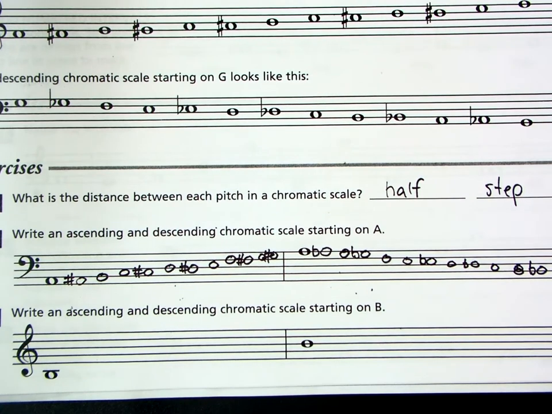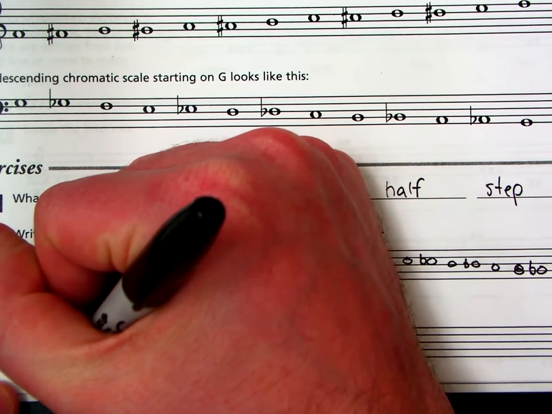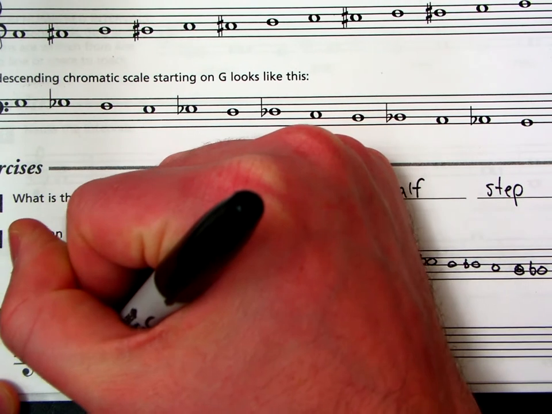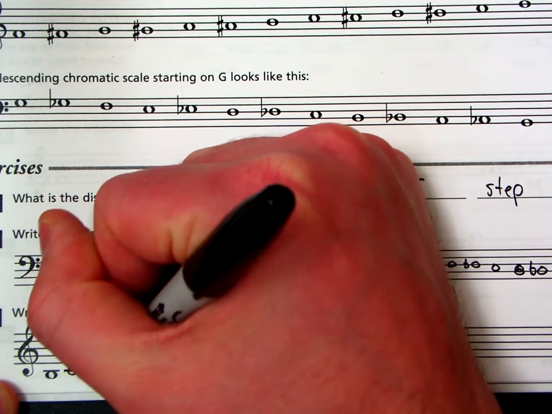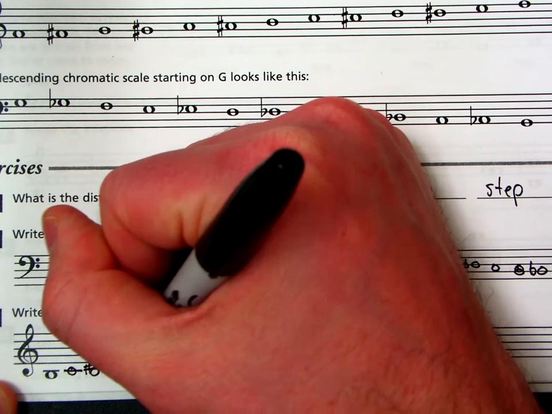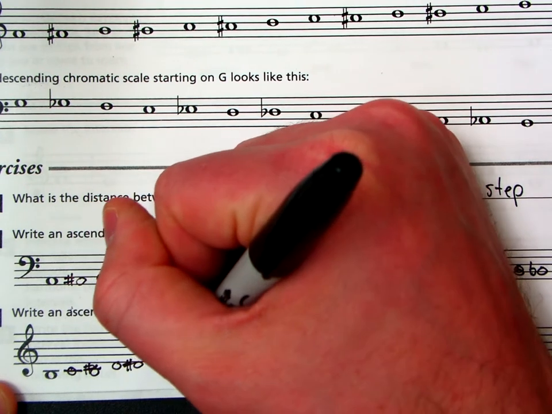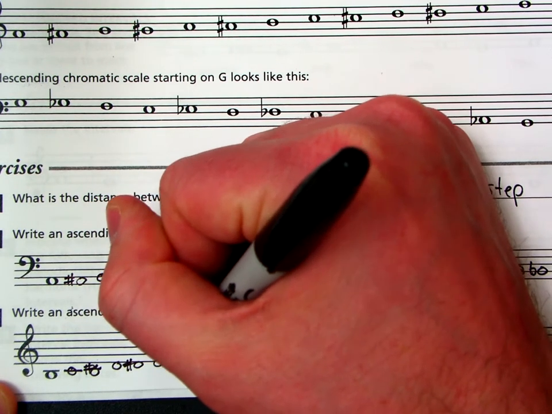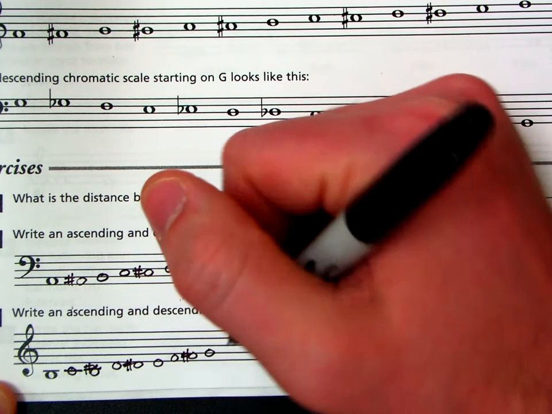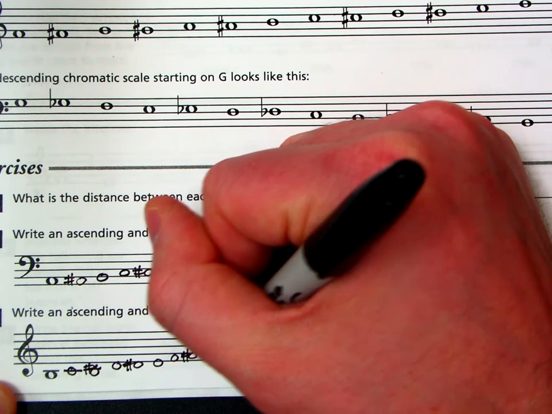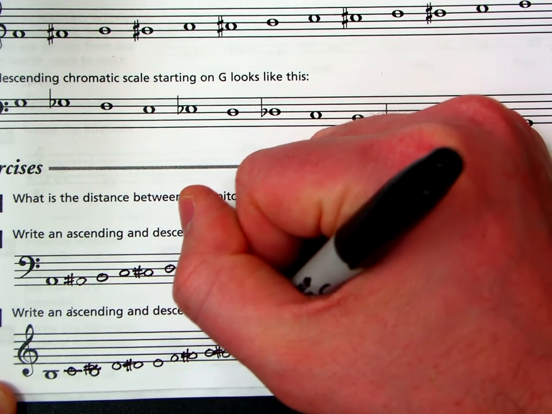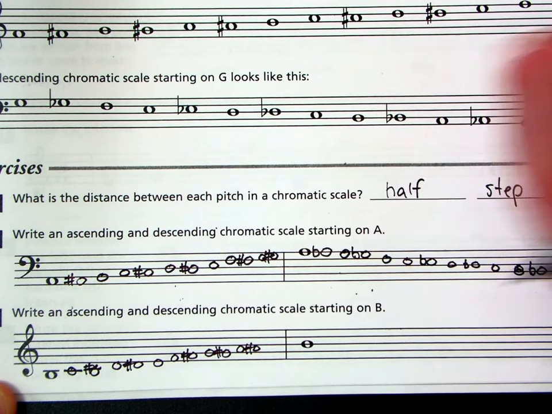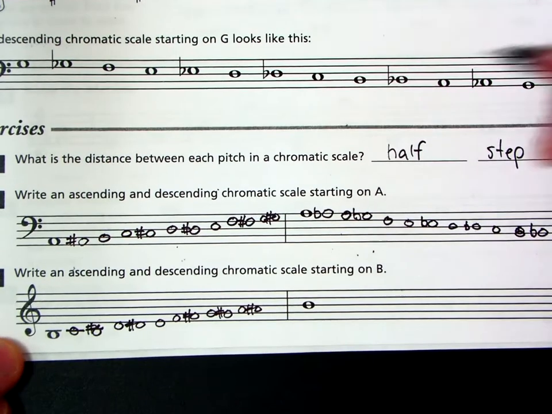Alright, last question, write an ascending and descending chromatic scale starting on B. So we do the exact same thing here, right? We just go up using sharps and naturals and going down using flats and naturals. So B would go to C, C to C sharp to D, D to D sharp to E, E to F, F to F sharp to G, G to G sharp to A to A sharp, and A sharp up to this B. Okay, descending, we use flats and naturals.